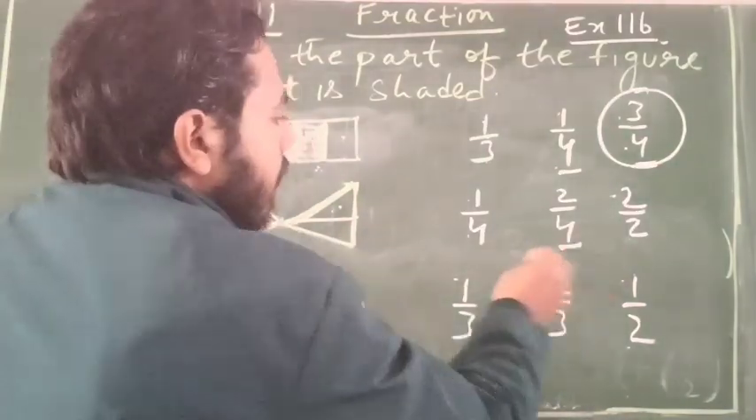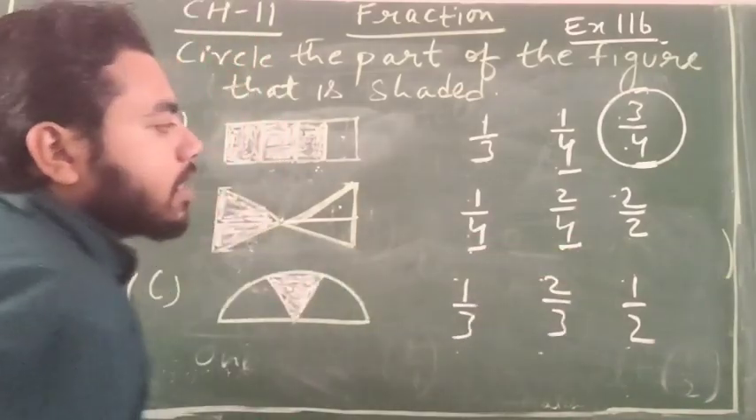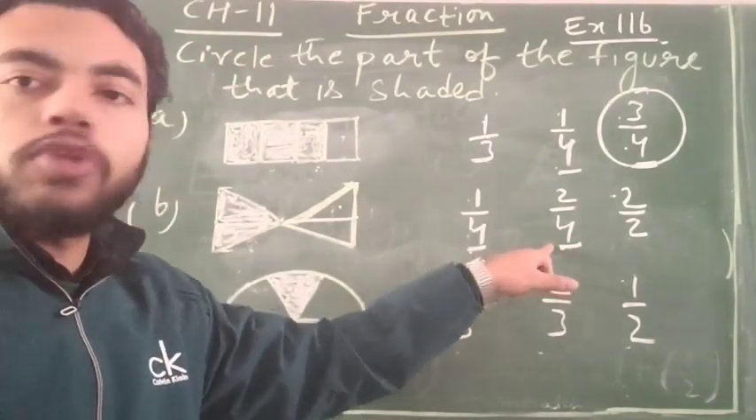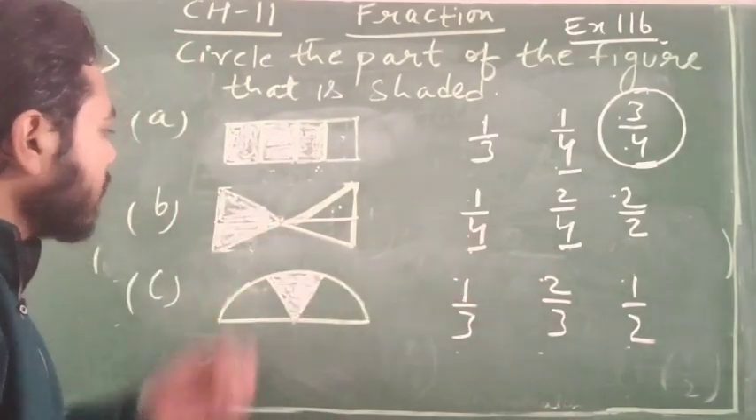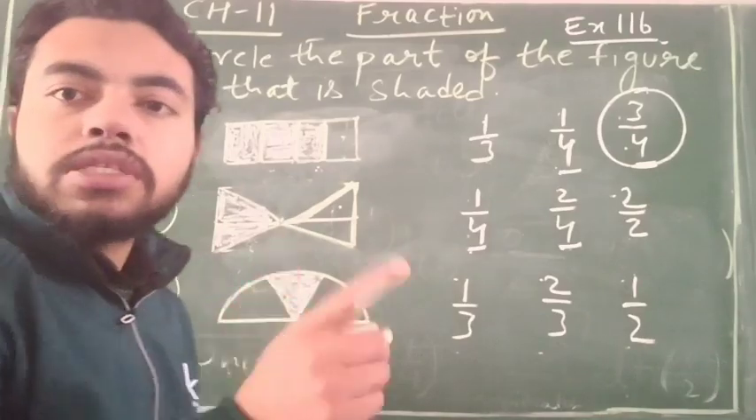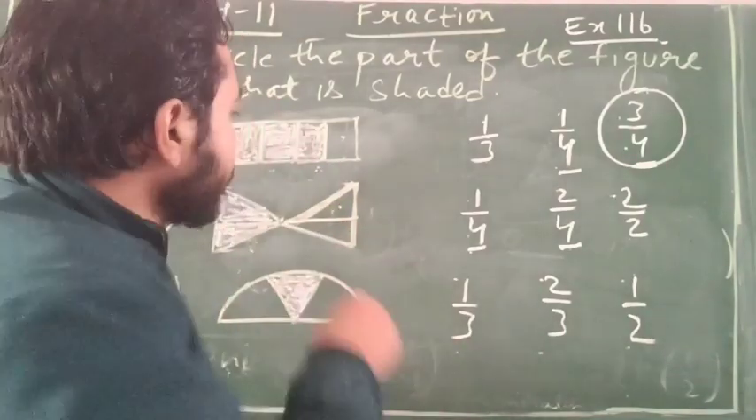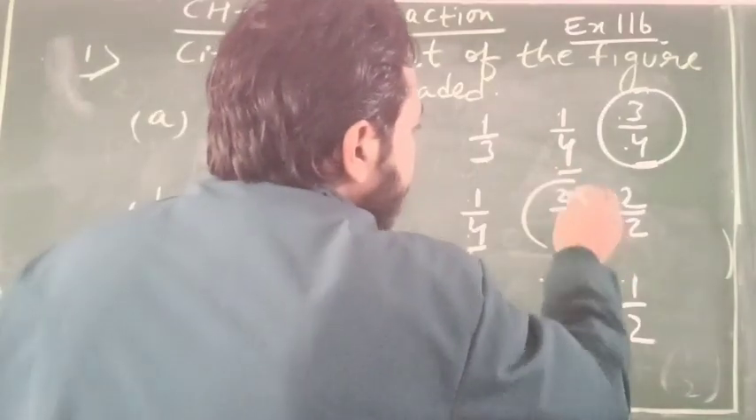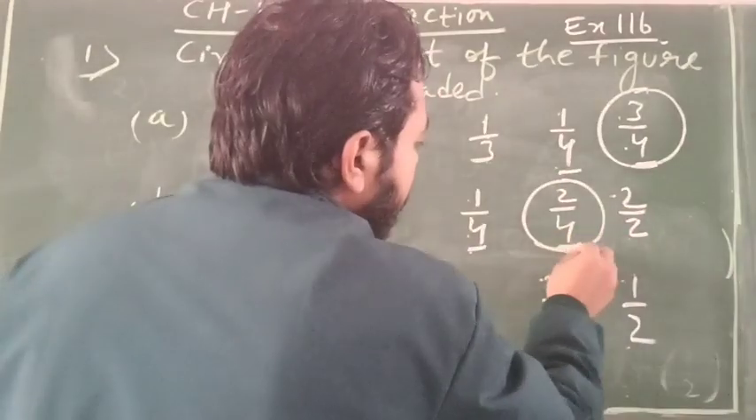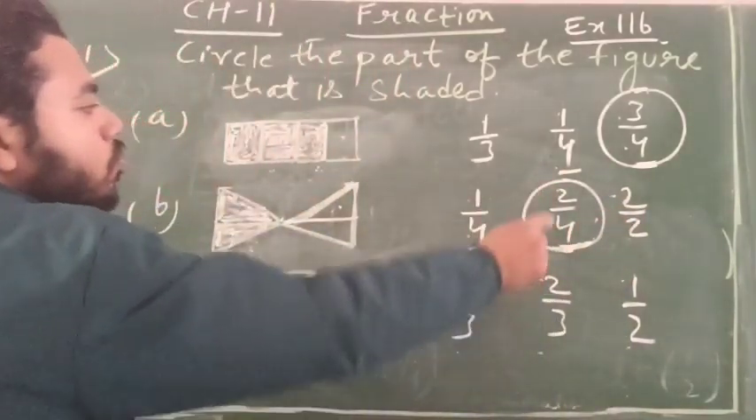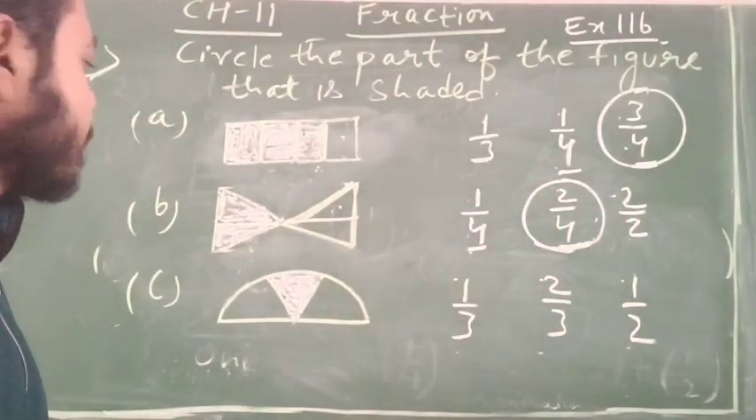So here 2 options have the same denominator. Here are the 2 fractions that have denominator 4. And out of this, 2 parts are colored. It means the numerator should be 2. So here is the fraction 2 by 4. Okay, that is the correct option, and you have to circle it. So here 2 by 4 is the correct option.